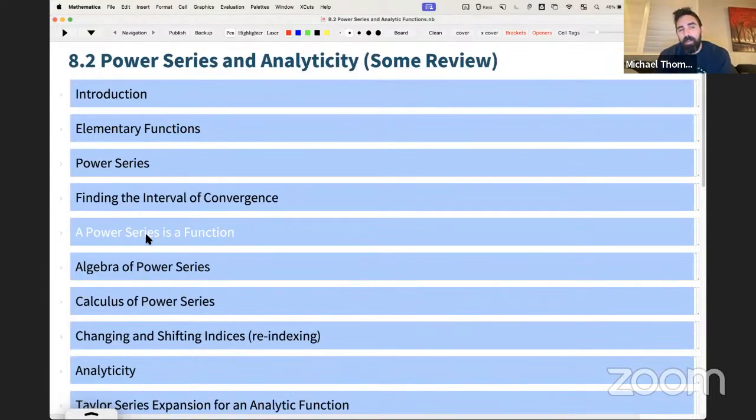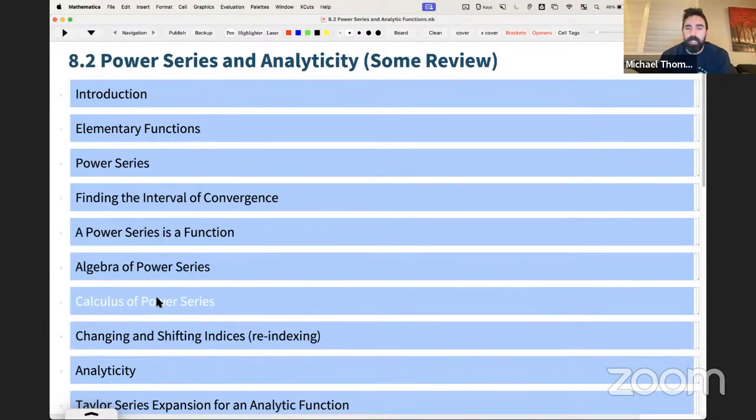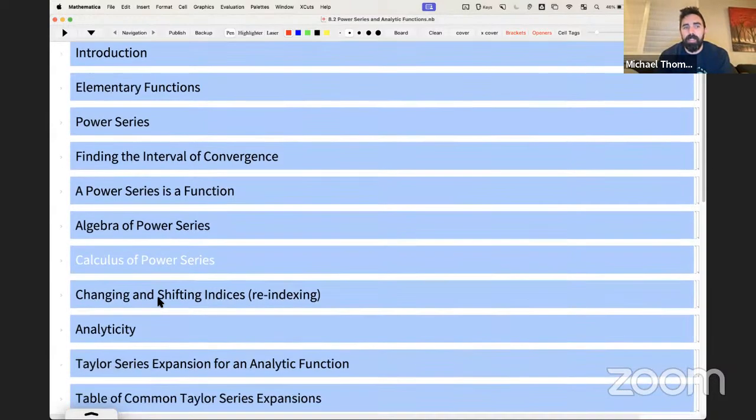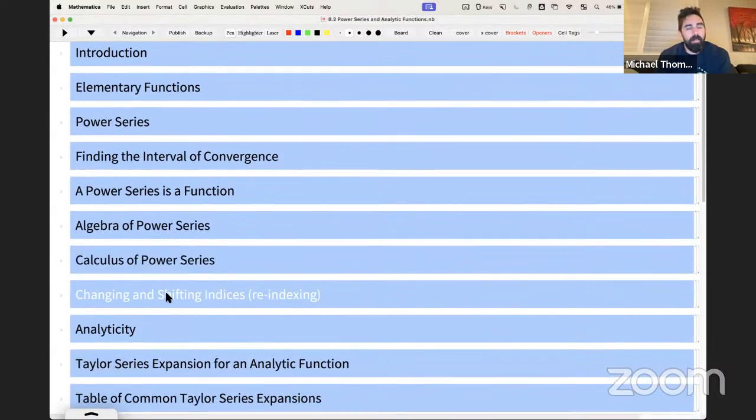And then we'll talk about interpreting power series as functions. You definitely want to do that. And then there's a whole algebra of power series where we can add and subtract, multiply and divide them. Then there's the calculus where we can take derivatives and integrals of power series. And then this part's pretty important, which I found when I used to teach Calc 2, it's the point where the class kind of split in two. There's some students that really got it and some didn't, and it's because of the indices and shifting indices and changing names and stuff. So that turns out to be really important for the next few sections.